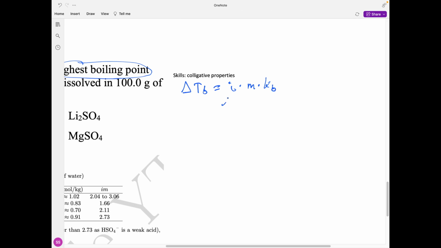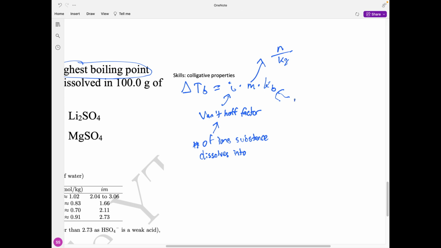To break this down more, i is our Van 't Hoff factor, so that's the number of ions that the substance dissolves into. Our molality, or m, is going to be the number of moles of solute over the kgs of solvent, not the liters of solvent. That's molarity. And then Kb is a constant based on the solvent.